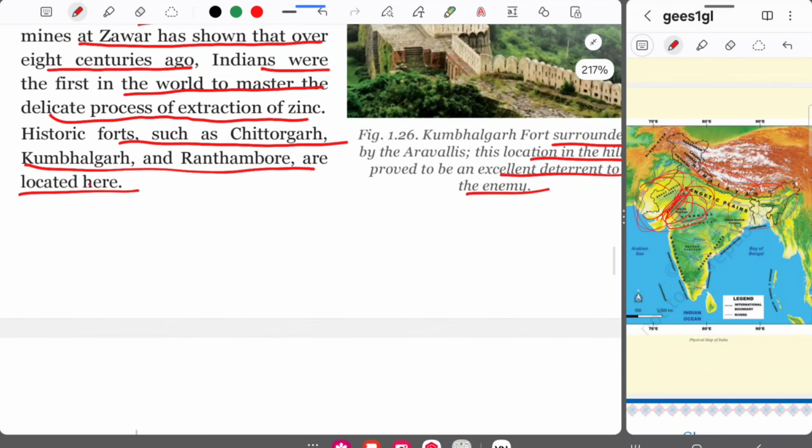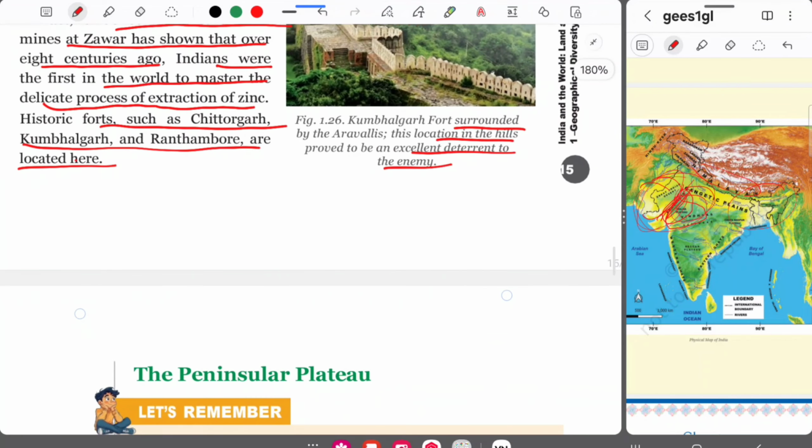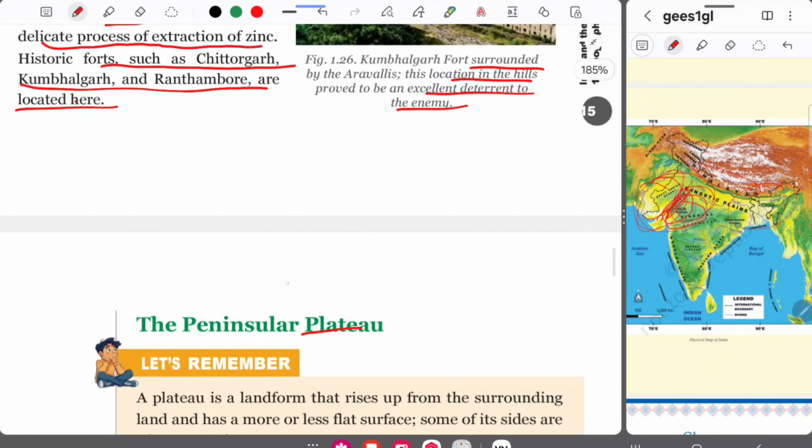So that was about the Aravalli hills. We'll stop here in today's class. We'll start the Peninsular Plateau in our next class, otherwise this video will be very lengthy. I'll try to complete this chapter in your next part, that is your third part.